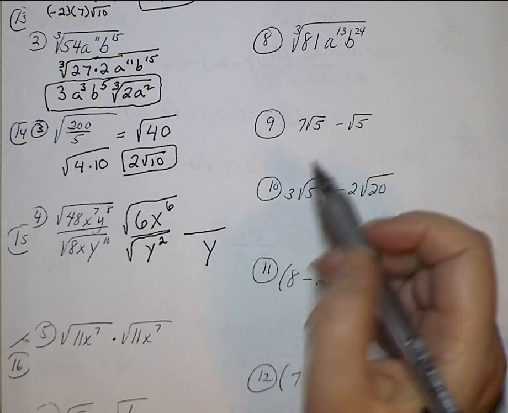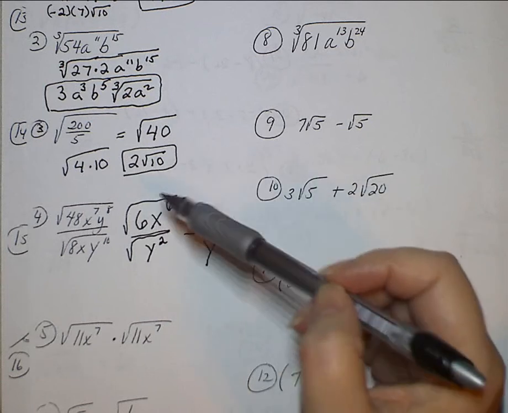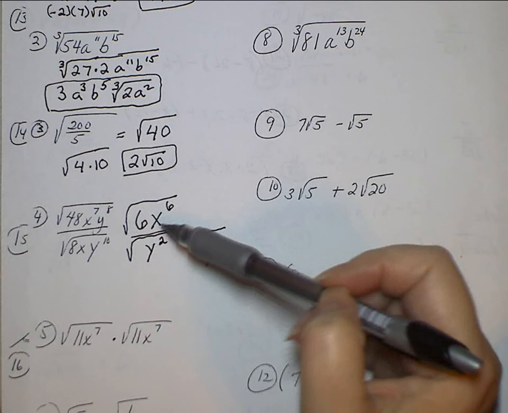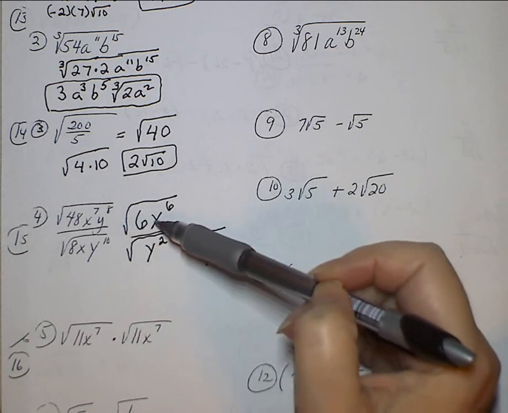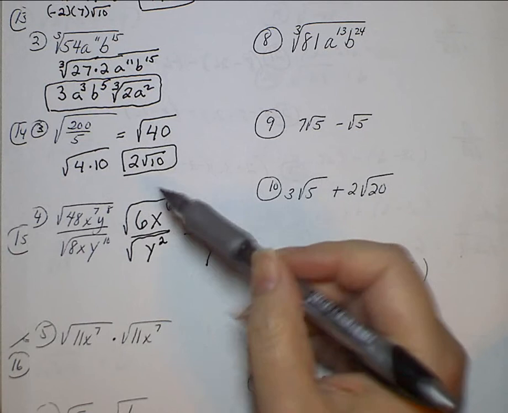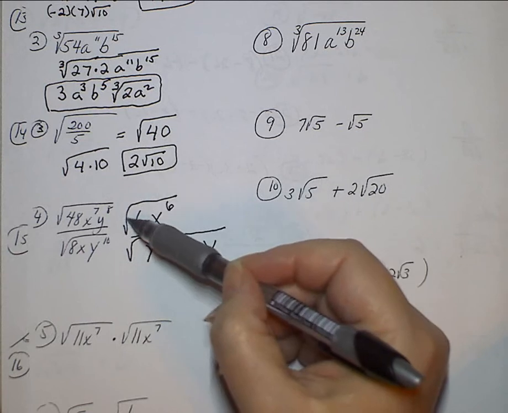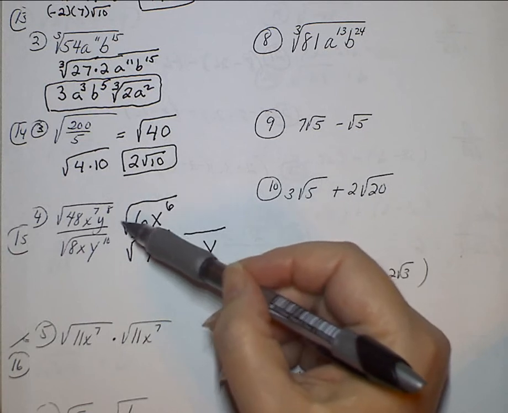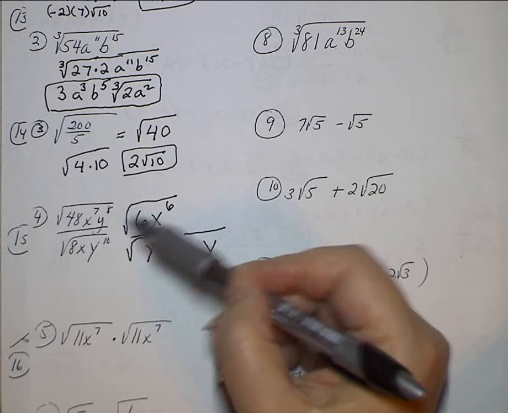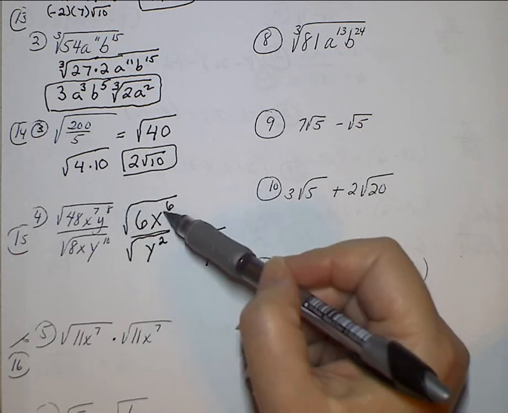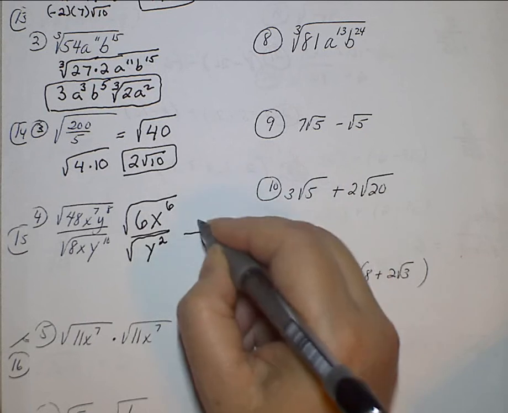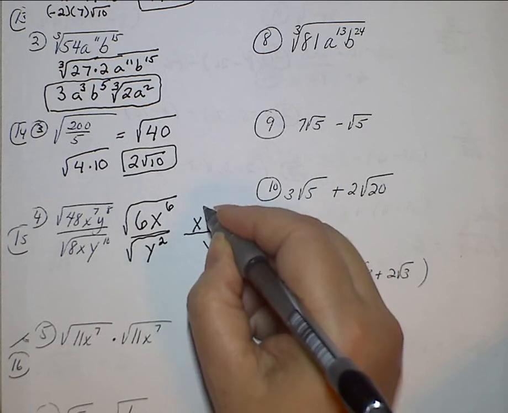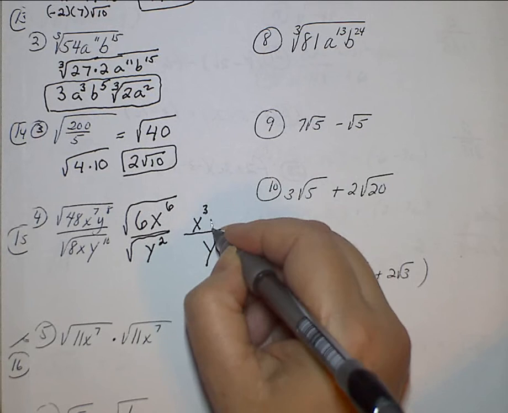On the top, we have the 6, which doesn't have any perfects, but the x to the 6th can come out. Remember, what number is here? A 2. So that means that groups of 2 leave. So we have 6 underneath. How many groups can leave? 3. So we have x cubed, and then we have the square root of 6.